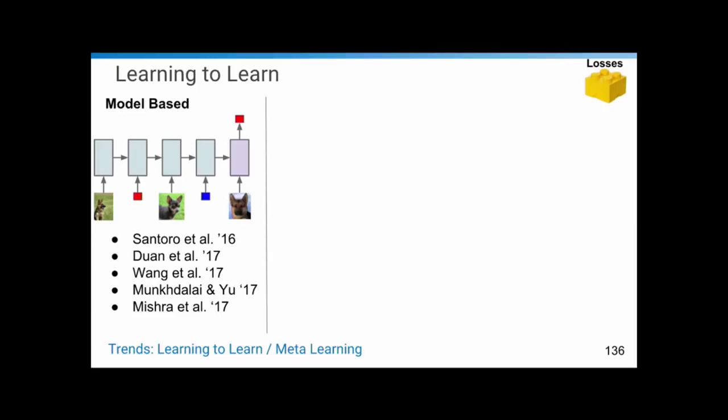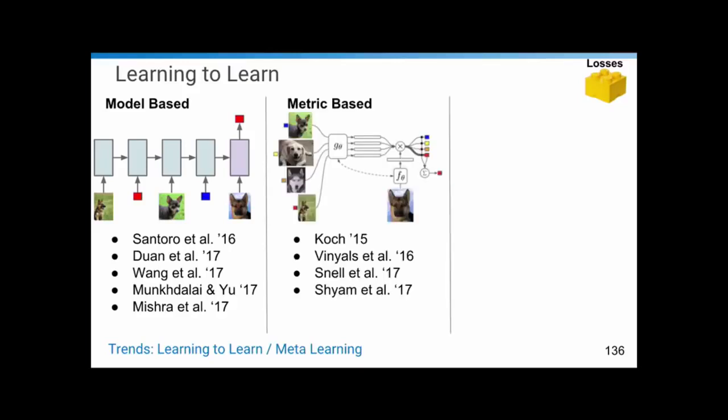There's another family which has a better inductive bias for classification, which means they usually train faster and slightly better, which are metric-based.